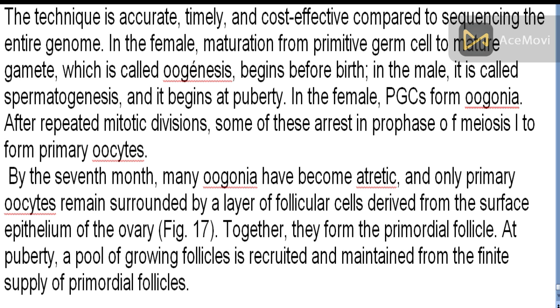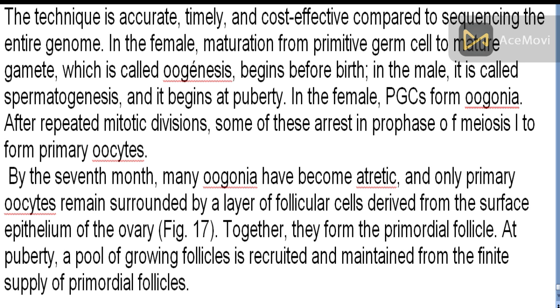In the female, maturation from primitive germ cell to mature gamete, which is called oogenesis, begins before birth. In the male, it is called spermatogenesis, and it begins at puberty. In the female, PGCs form oogonia.